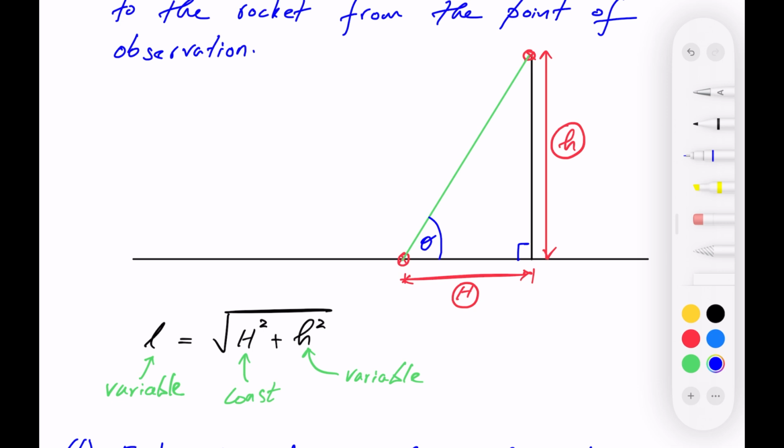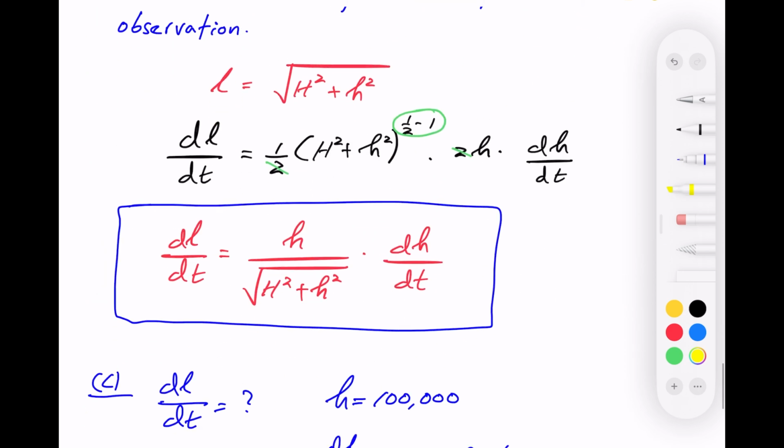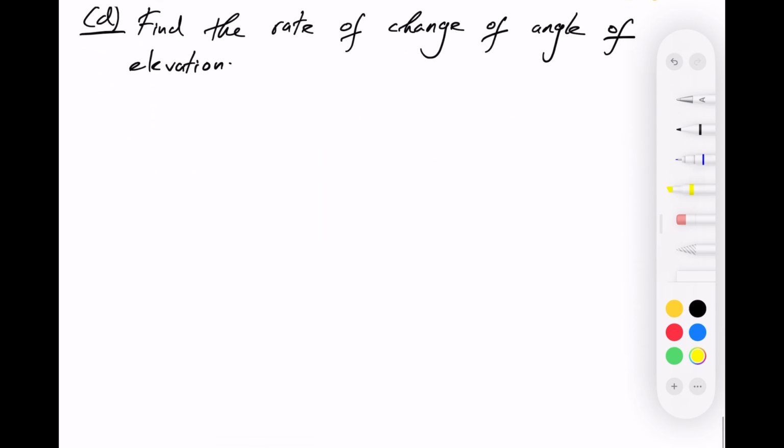How do you write down an equation for angle theta? We can write down tangent theta. Tangent theta should be equal to lowercase h divided by uppercase H. And then we can easily differentiate that equation. All right, let's go ahead and do that. Here's the equation. Tangent theta is equal to lowercase h divided by uppercase H.